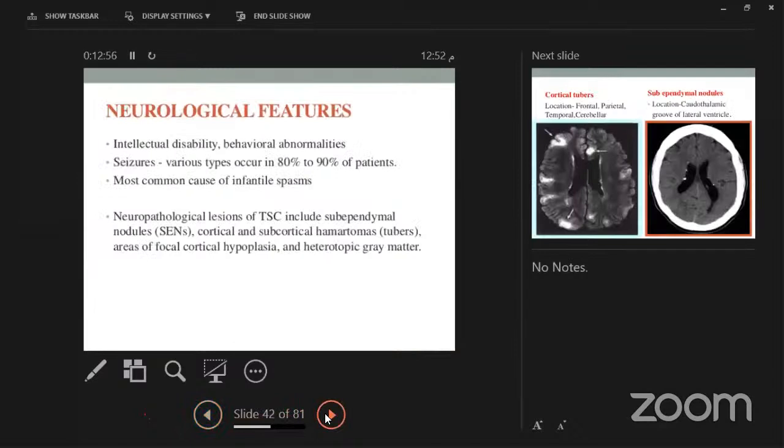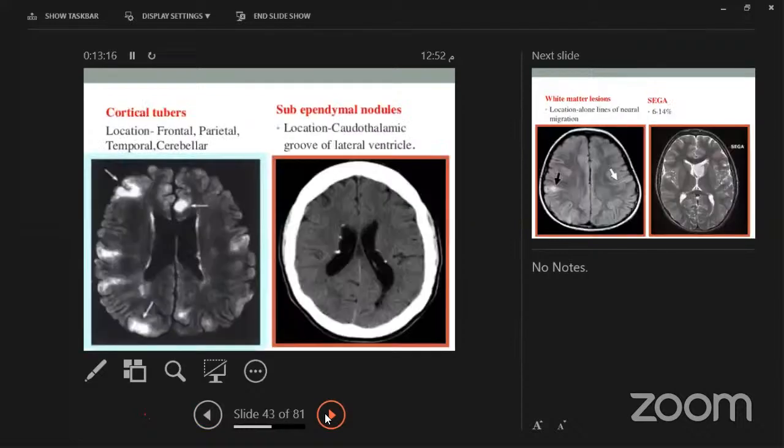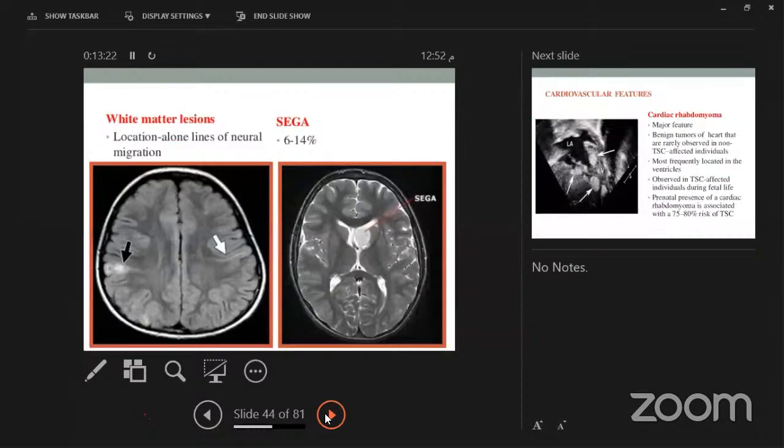Neurological features in patients with tuberous sclerosis include intellectual disability, behavioral abnormality, and seizures of various types, occurring in about 80 to 90%. Neuropathological features include subependymal nodules, cortical and subcortical hamartomas, calcified tumors, and areas of focal cortical hypoplasia. Okay, these are the cortical tumors and the subependymal nodules. And these are white matter lesions also, and this is a subependymal giant cell astrocytoma.